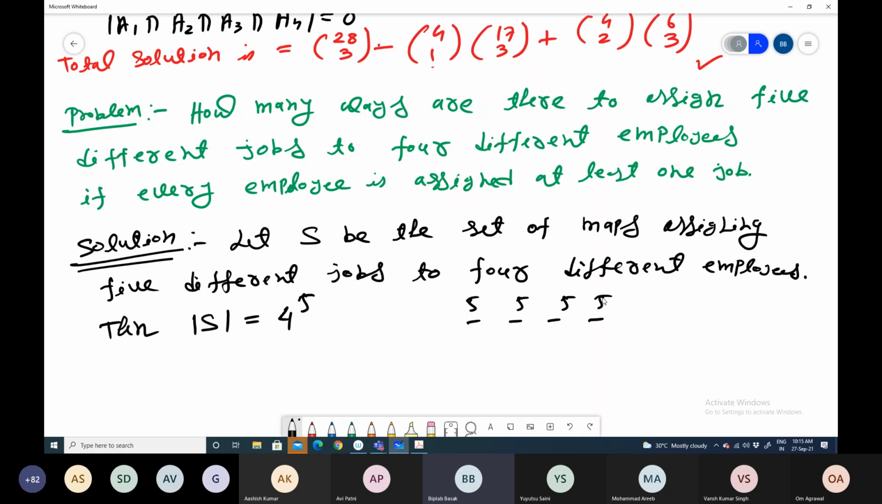Oh sorry, I put the reverse one. Just a minute. Sir, is it possible that 2 persons will get the same job? Like, let's say we number the jobs job 1, job 2, job 3, job 4, and job 5, and employee 1, employee 2, employee 3, employee 4. Is it possible that employee 1 and employee 2 get the same job, J1?